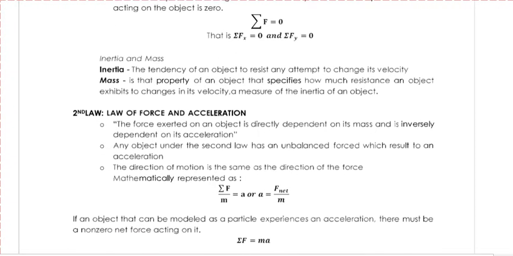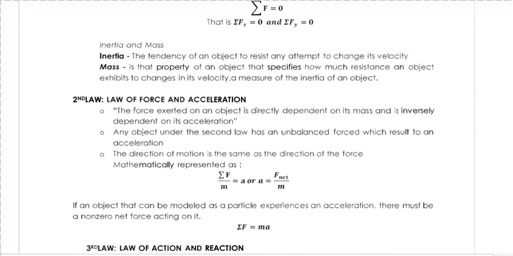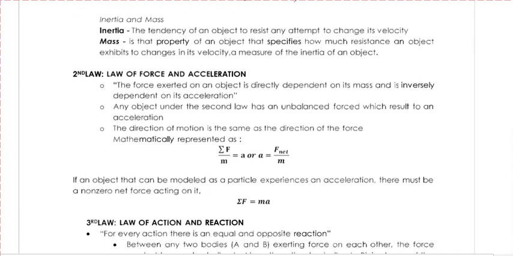So the second law of motion is the law of force and acceleration. The force exerted on an object is directly dependent on its mass and its acceleration. Any object under the second law has an unbalanced force which results in an acceleration. The direction of acceleration is the same as the direction of the force, mathematically represented as the summation of forces equals ma. So that is the representation of Newton's second law of motion.